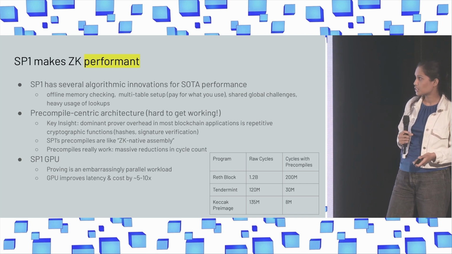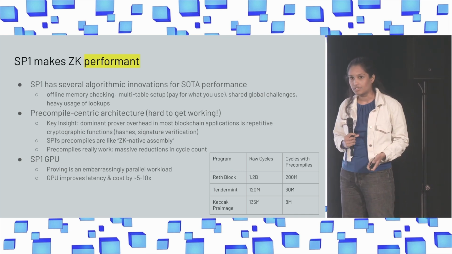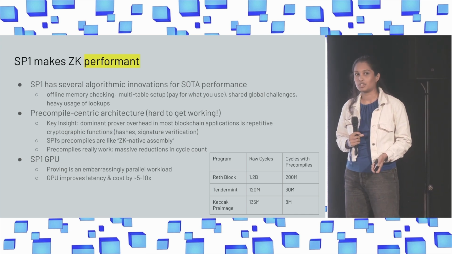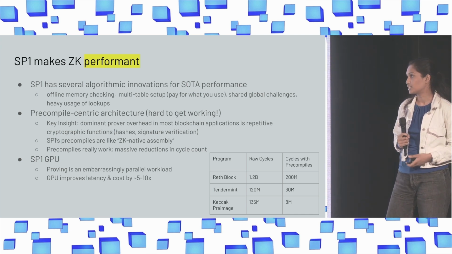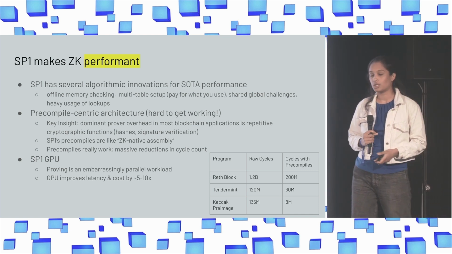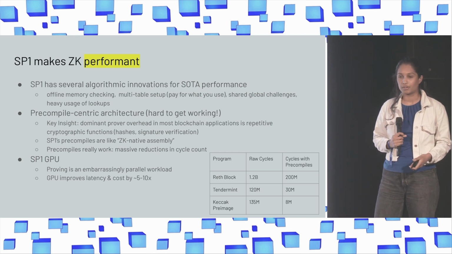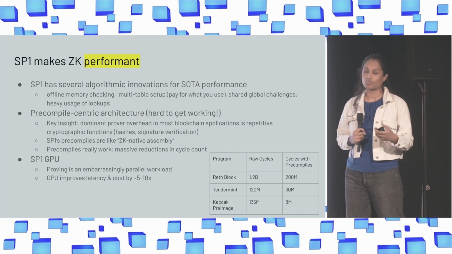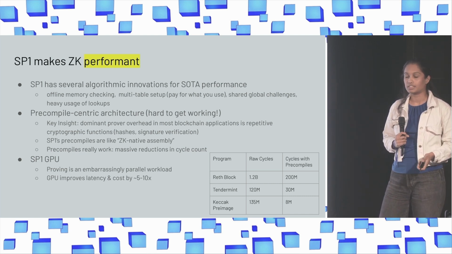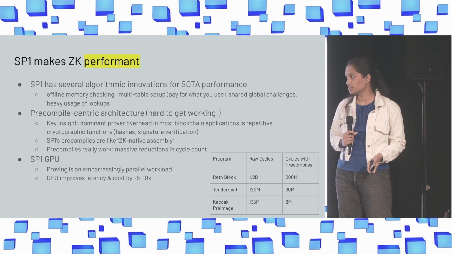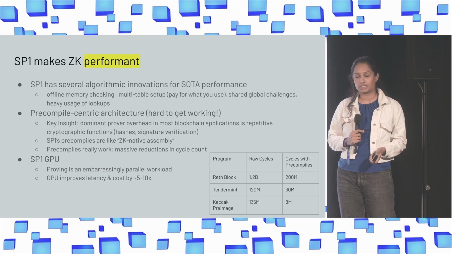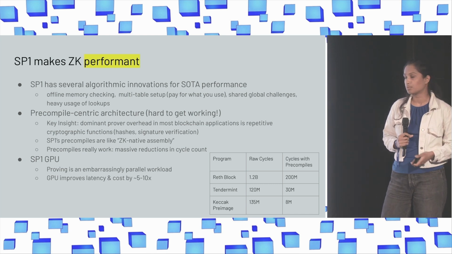We have novel memory checking arguments. We make heavy usage of lookups to really minimize the amount of proving overhead. But our main innovation that I want to touch on here is our precompile-centric architecture. One of our key insights while building SP1 is that for most cryptographic use cases that people care about for ZK, like blockchains, roll-up state transition functions, or bridges, most of the prover overhead is spent in repetitive computations like hash functions and signature verification. That takes up a lot of RISC-V cycles, and that leads to really long prover times.